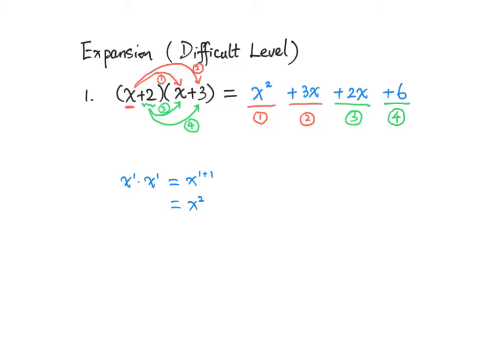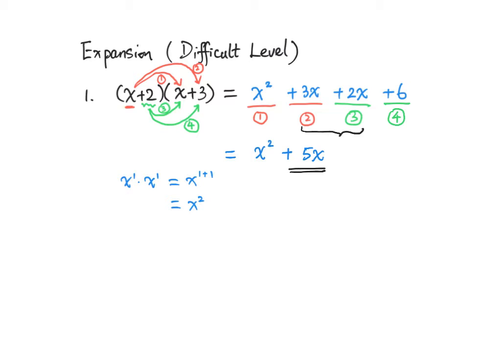Are any terms like terms? Obviously, x power 2 does not have any like terms, so we just copy it down, x power 2. And positive 3x plus 2x, they are like terms because they have the same unknown and the powers of the unknown are both equal to 1. So 3x plus 2x equal to 5x. So we combine these two and get positive 5x.